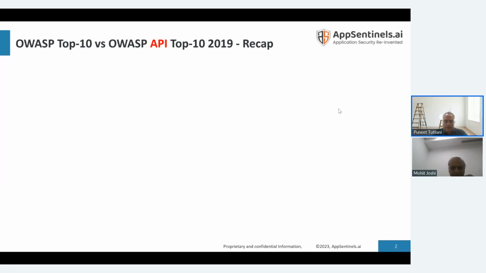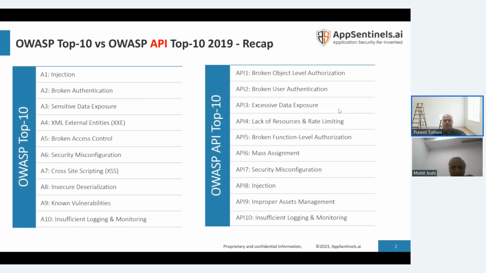This is a brief sort of difference that you would see between the OWASP top 10 and OWASP API top 10. OWASP top 10, the first version came out in 2003, and it has been primarily focused on how organizations should protect their web applications. In 2019, as I said, OWASP came up with the first list of API top 10.